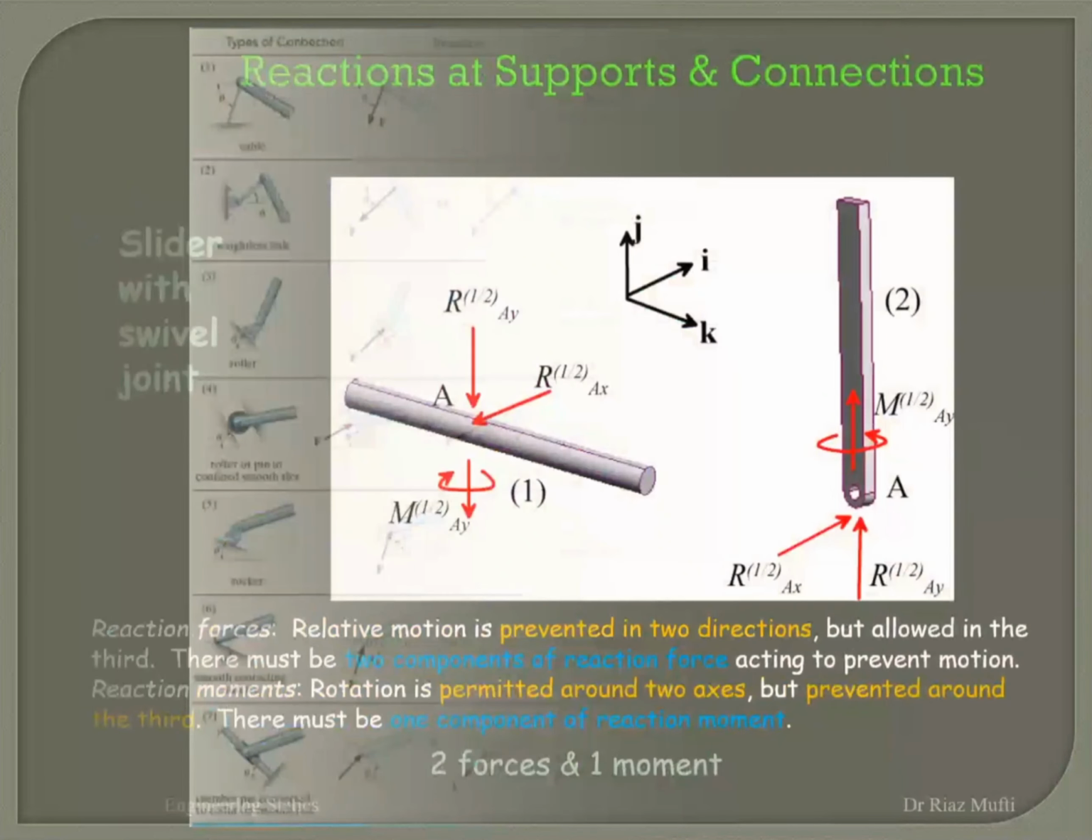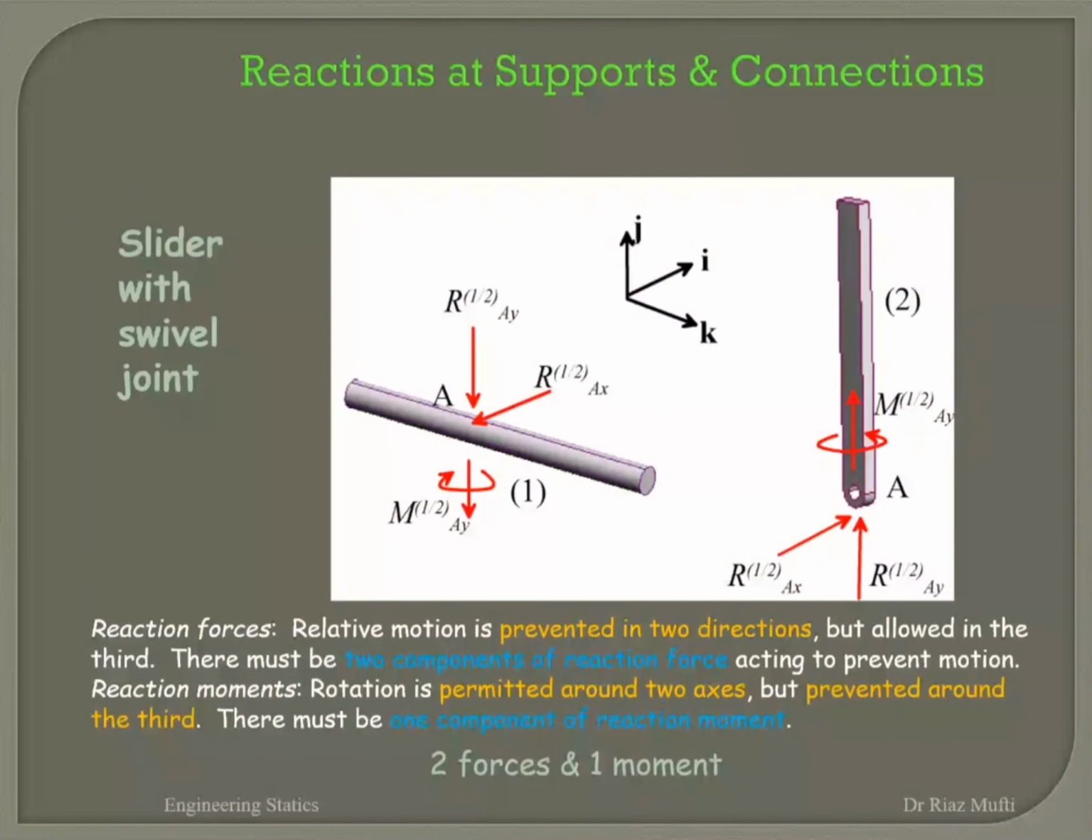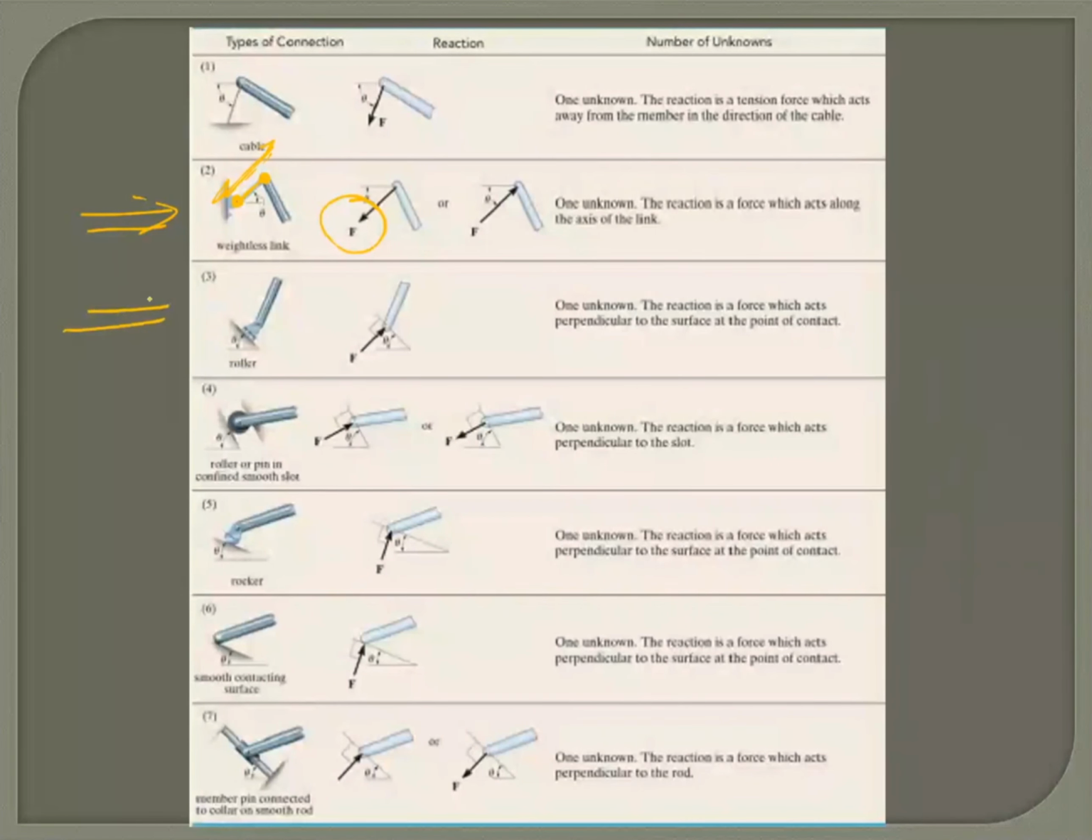So I'm talking about this one. Apologies, the picture is not that good. The roller, it can move in this direction. Because it's pivoted, it can rotate also. The only way it cannot move is moving inside. So therefore, I will have a reactive force.